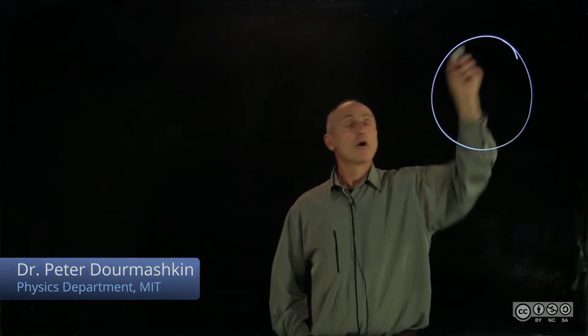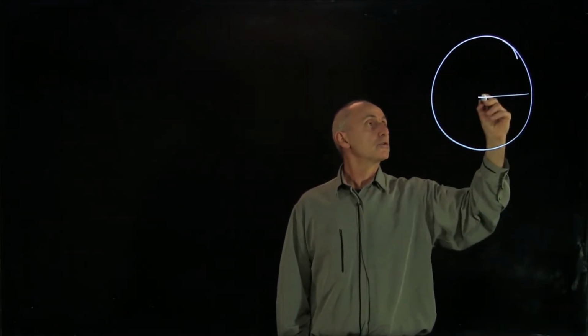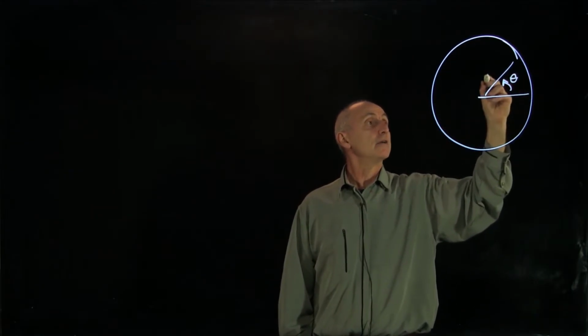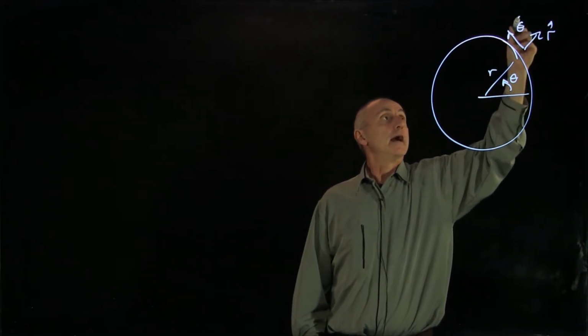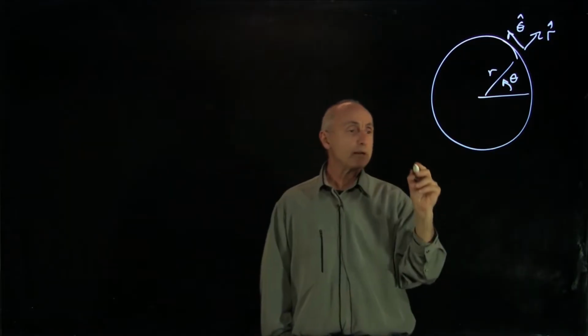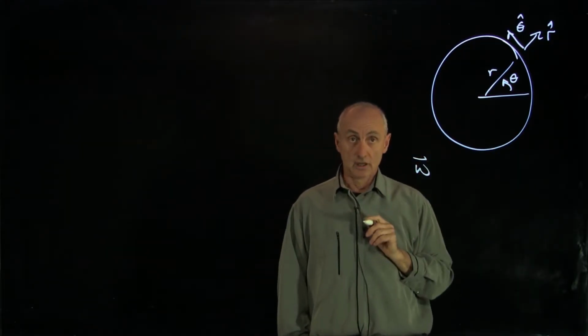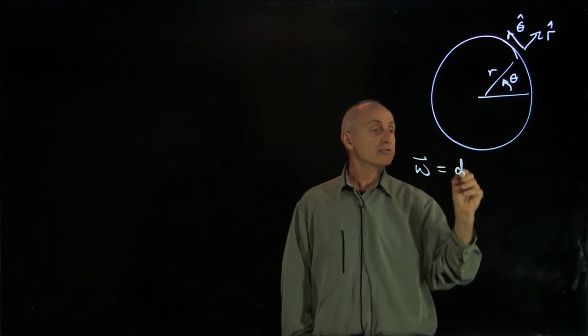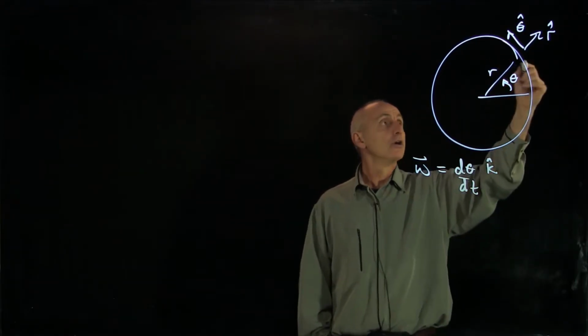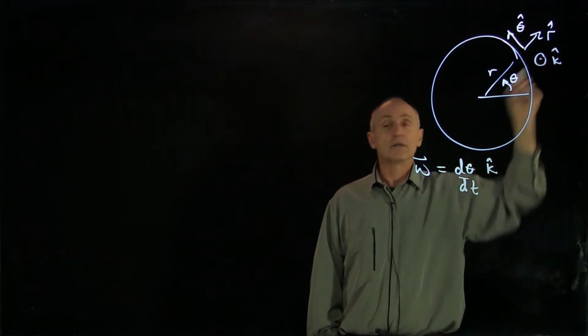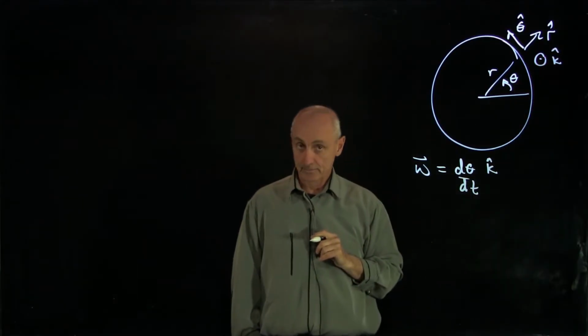Now we'd like to discuss angular acceleration for circular motion. So suppose we have our angle theta, radius r, and r hat and theta hat. Recall that we described the angular velocity as the derivative d theta dt, and we made this perpendicular to our right-handed coordinate system, direction k hat.